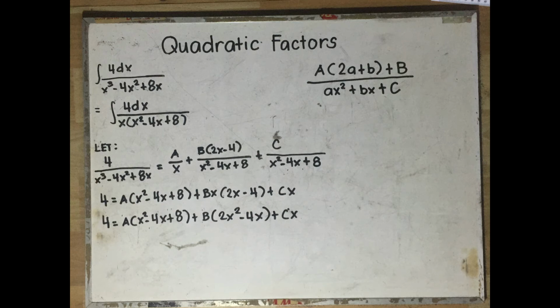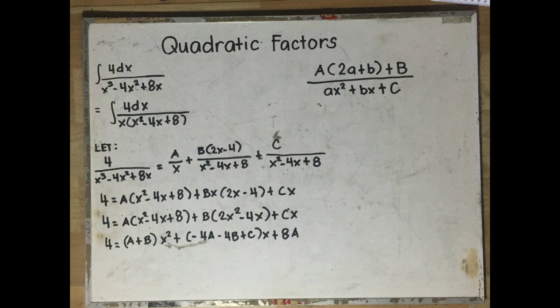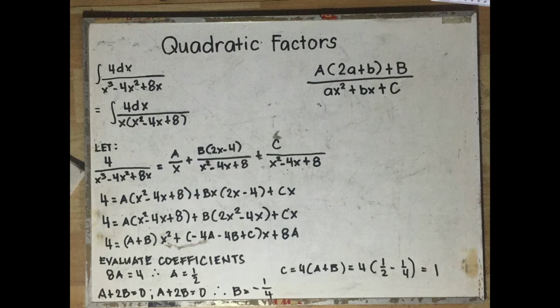Separating the terms according to their degrees, we have 4 = (a + 2b)x² + (−4a − 4b + c)x + 8a. Then, we're going to equate their coefficients. We have 8a = 4, therefore a = 1/2. Negative 4a − 4b + c = 0. a + 2b = 0, therefore b = −1/2 a. Substituting the determined value of a, we have b = −1/4. c = 4(a + b), therefore 4 times (1/2 − 1/4) equals 1.